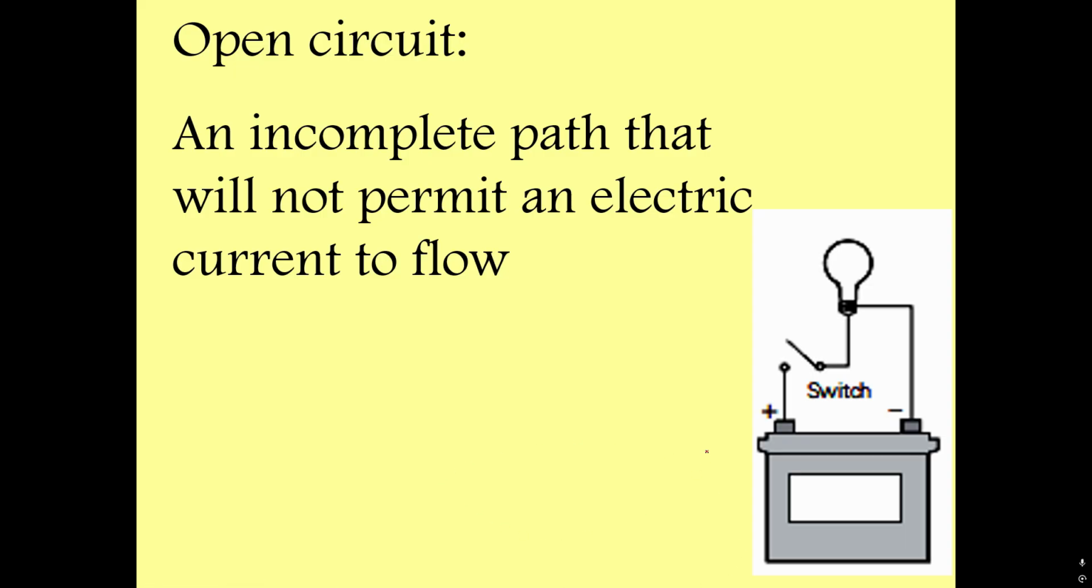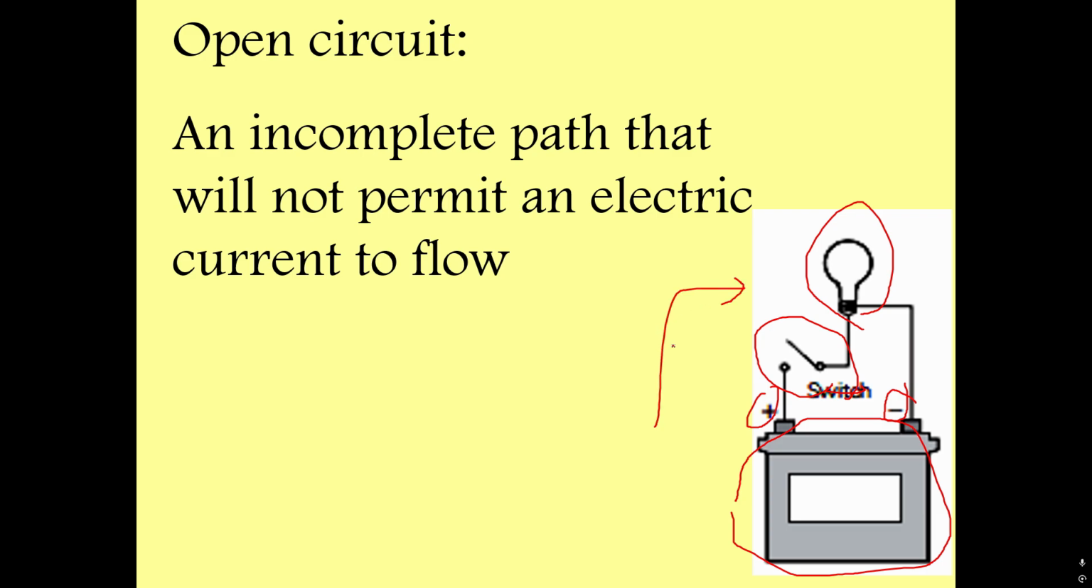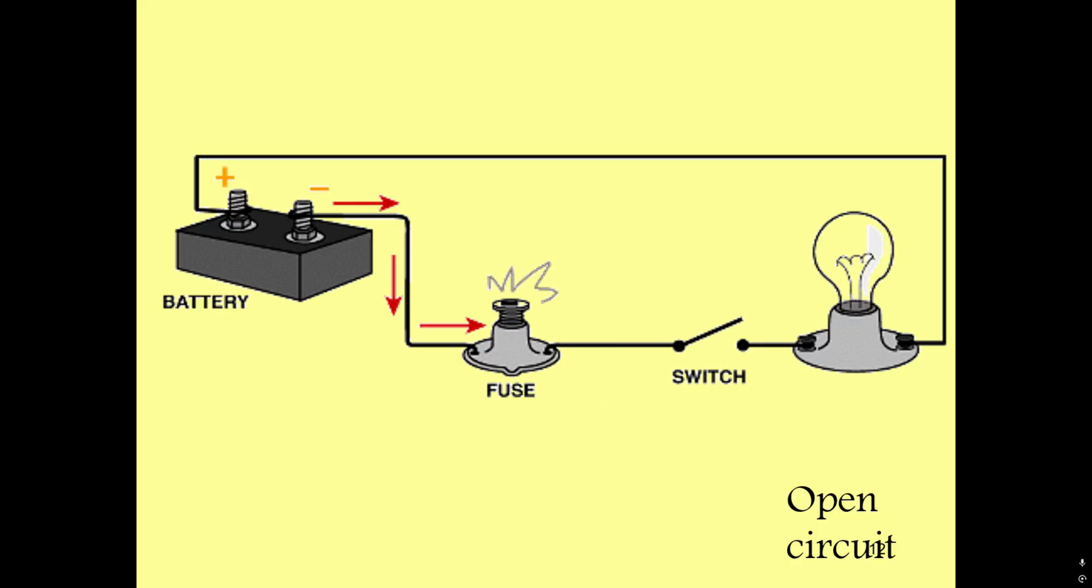Here you can see we have a battery. So this is the battery, positive terminal, negative terminal, we have a bulb, we have a switch. So now the switch is open, so there is no current. Current is not there. So it is the case of open circuit.